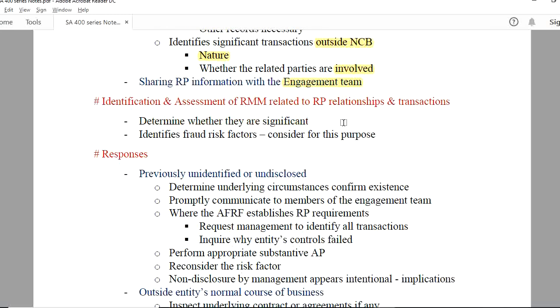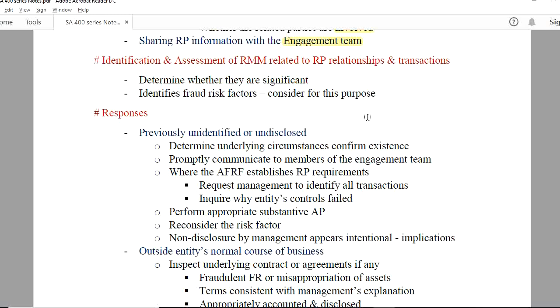Once the related party relationships or transactions have been identified by doing all these procedures, the auditor shall first determine whether they are significant or not. He shall also identify whether any fraud risk factors are associated with such transactions. Next comes the responses to the assessed RMMs related to those related parties.